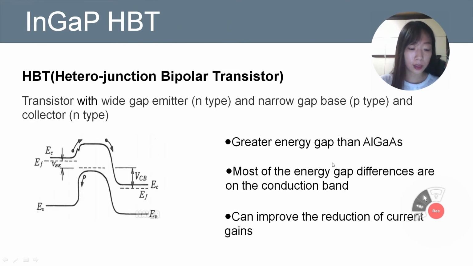HBT is a transistor with a wide gap emitter and narrow gap base and collector. InGaP HBT is known to have an energy gap greater than aluminum GaAs, and most of the energy gap difference is located on the valence band. Thus, as the temperature increases, the back injection from the base to the emitter can be greatly reduced, thus preventing the reduction of current gain.